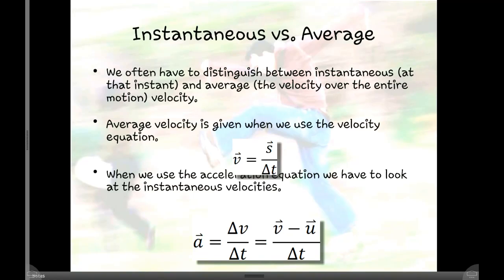Whenever we use the velocity equation where velocity equals displacement divided by time, this actually tells us our average velocity. It does not tell us our instantaneous velocity, which makes this the wrong velocity when we start talking about our acceleration. When we use the acceleration equation, we have to look at those instantaneous velocities, and the two important instantaneous velocities that we need to know about right now are our final velocity and our initial velocity. Those are instantaneous velocities.